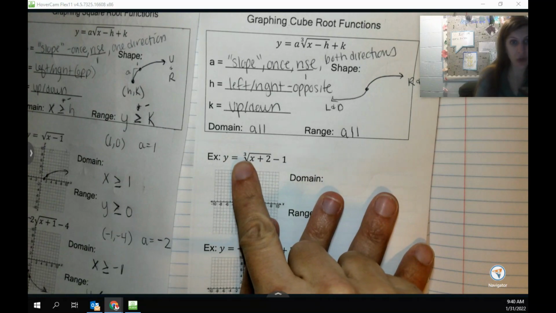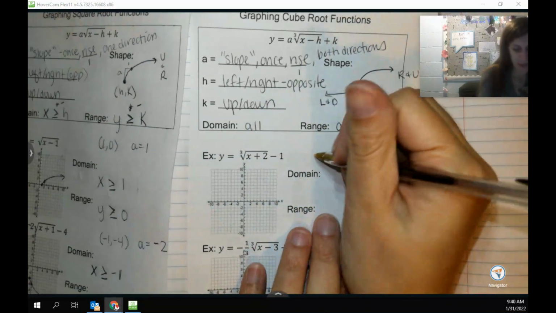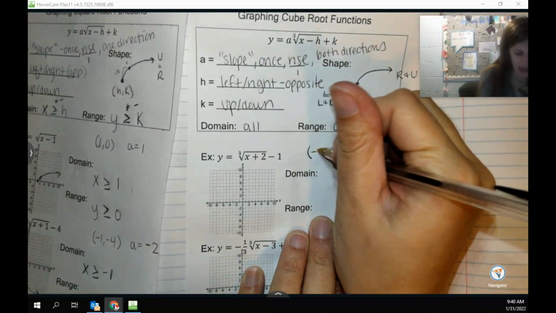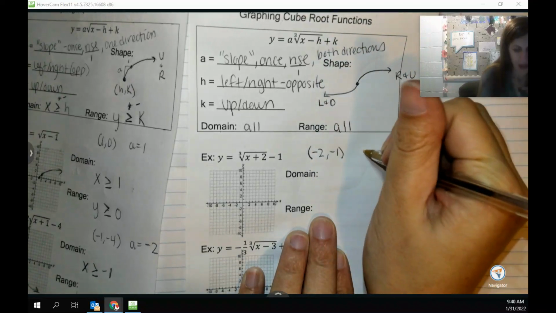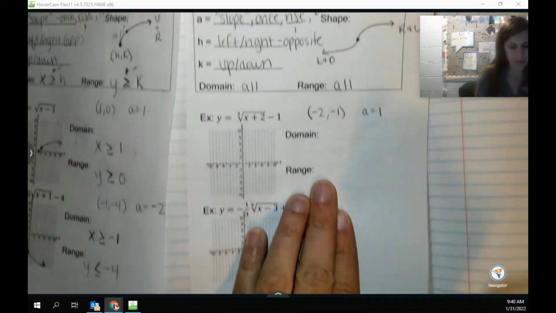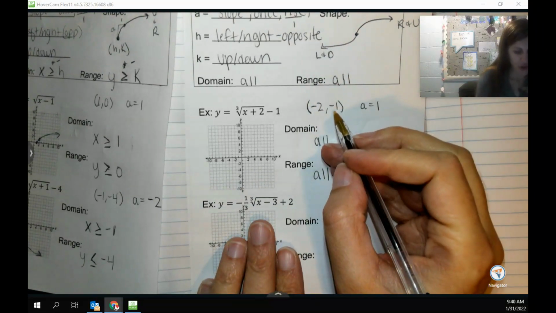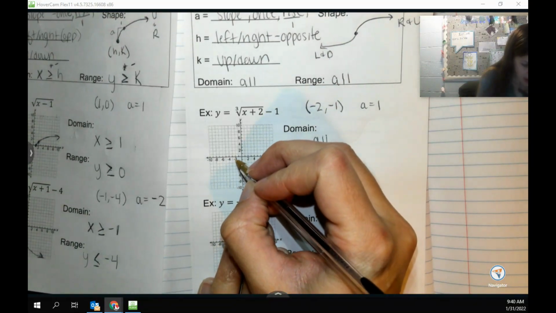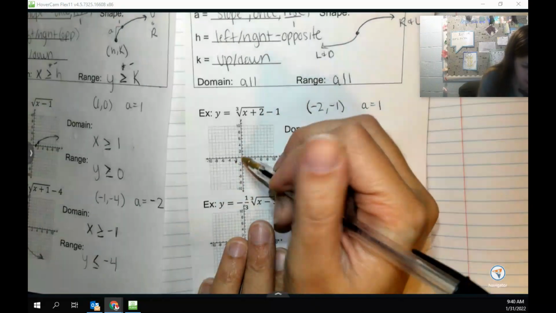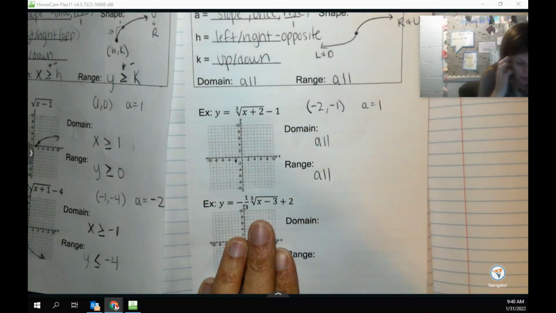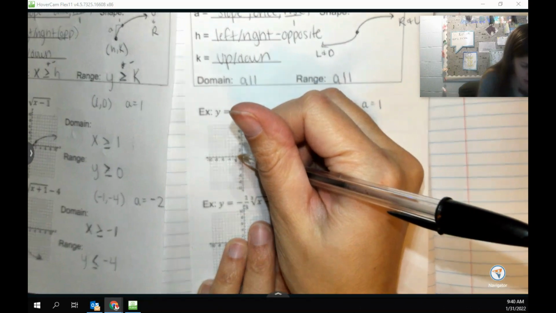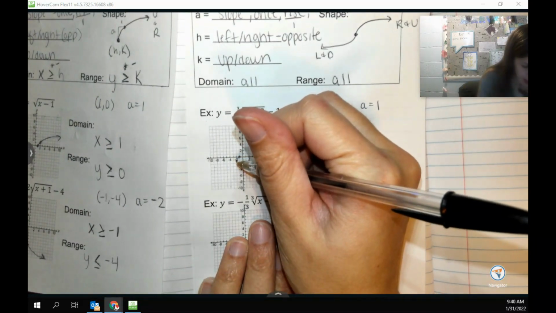Okay, so we have a cube root function, which means we're going to have an S shape. My starting point here is -2, -1, and my slope is 1. Domain and range is easy, always all. Okay, so we can do our starting point. So -2, -1. And then I can do my slope in both directions, so up 1 over 1, and down 1, back 1.